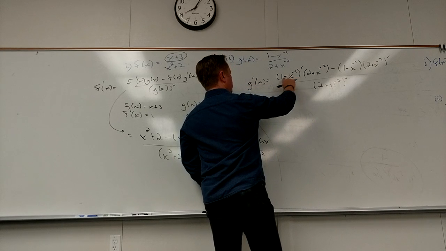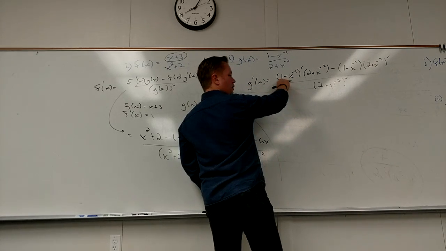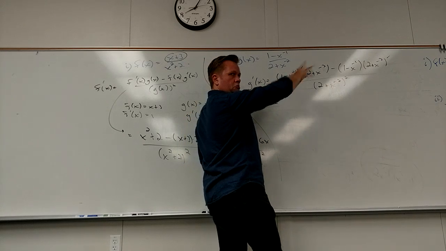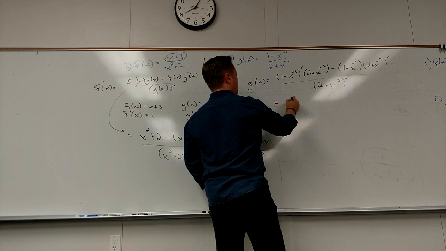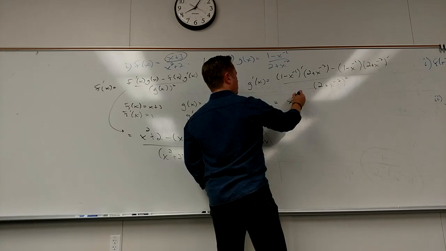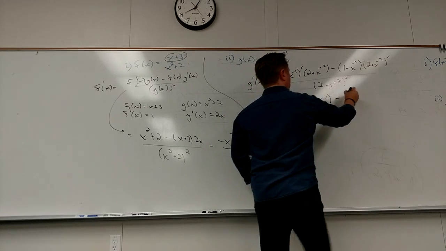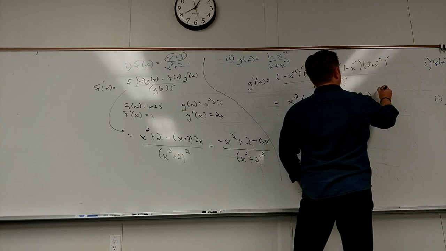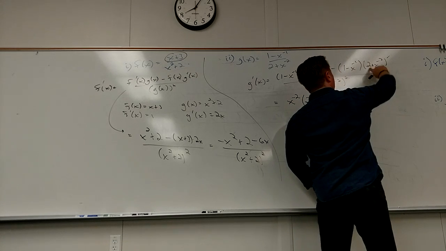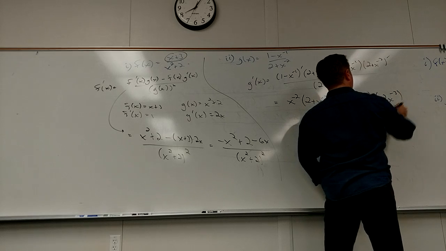What's this guy's derivative? The 1 goes away. Negative comes down, makes it positive. x to the negative 2. I like it. What's this derivative become? The 2 goes away. Negative 2x, negative 5. I like it.